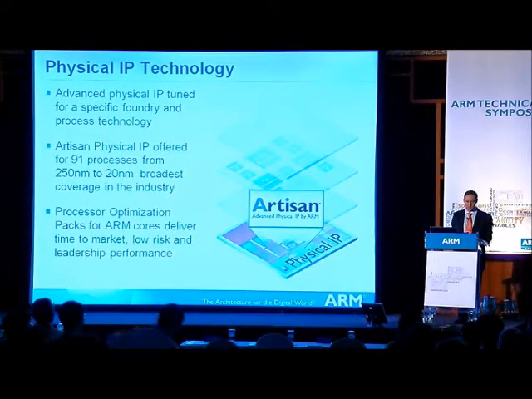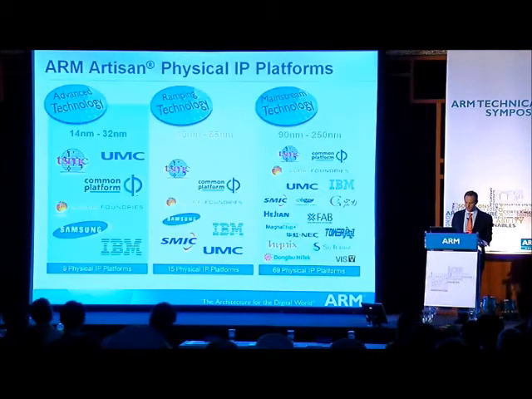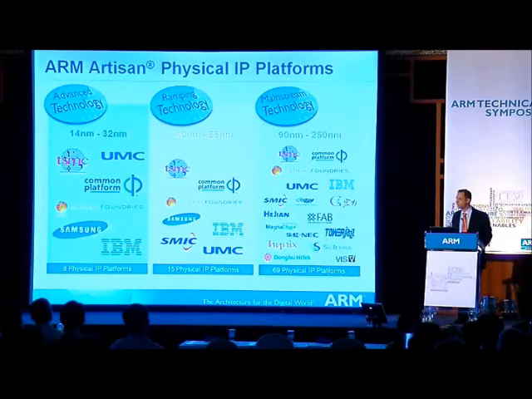So let's look for a moment at ARM's physical IP platforms. We divide our platforms into three major sections because they tend to have different requirements. At the left side, in the advanced technology range, this is processes from 32 nanometer and below. ARM is the only provider in the industry with support for every foundry process at 32 and 28 nanometer in high-K metal gates. That's 8 platforms in total, spanning TSMC, UMC, Global Foundries, and Samsung, the latter two being part of the Common Platform Alliance.